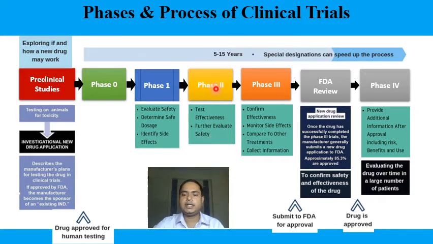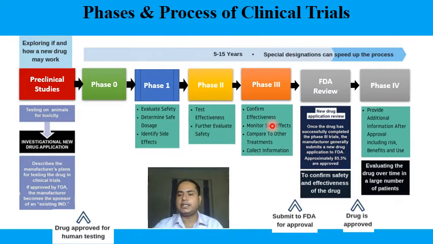So then a drug may proceed to the phase 3 clinical trial. In the phase 3 clinical trial, it confirms the effectiveness of that drug. It also monitors the side effects. Here you can compare to other treatments also, and you collect the information on the effectiveness and the side effects of your drug. So after completion of phase 3, a drug can be submitted to the FDA for its approval process.